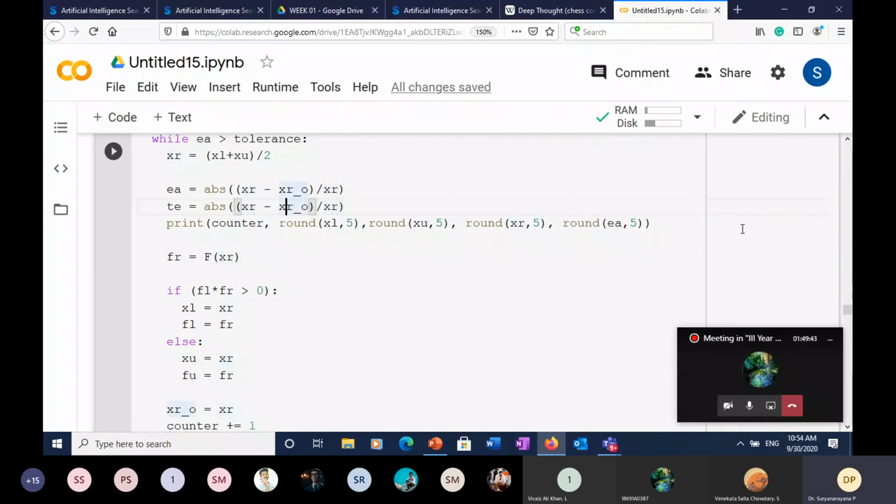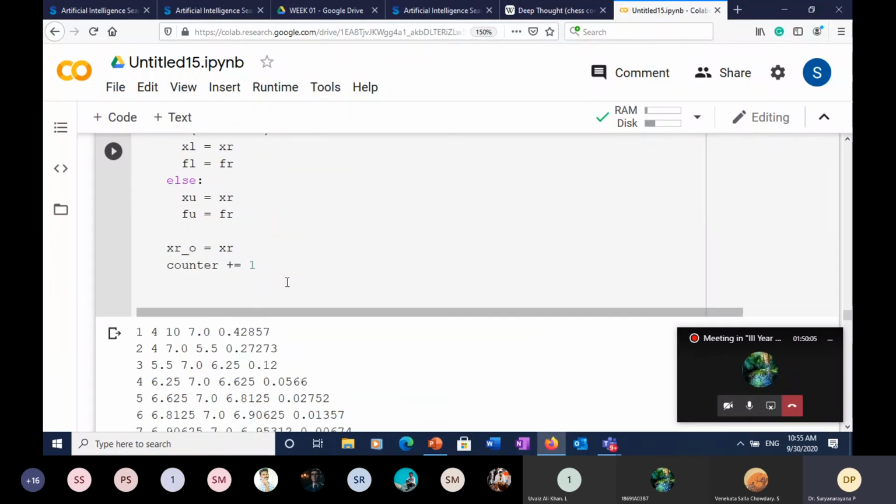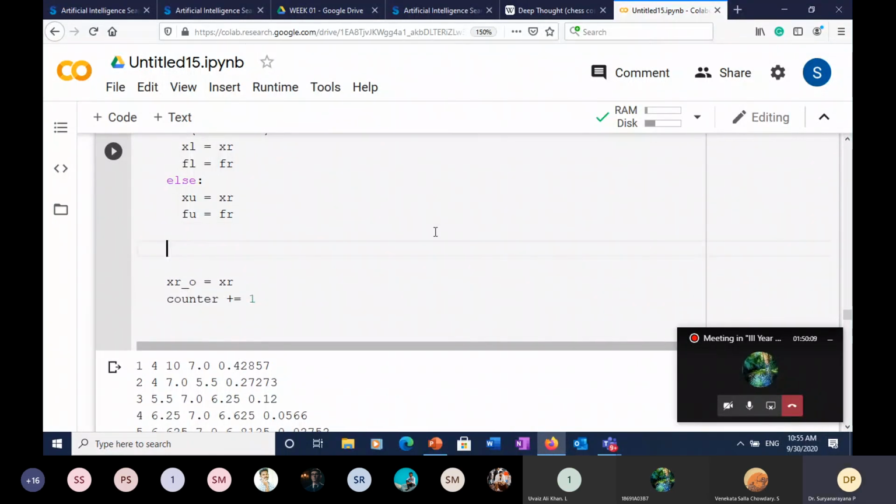Okay, same expression, but we use the true value. True value minus XR divided by true value. That is the error in the current solution. This is the true error, and that is the approximate error.